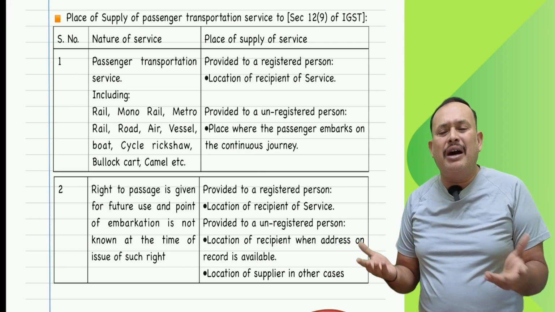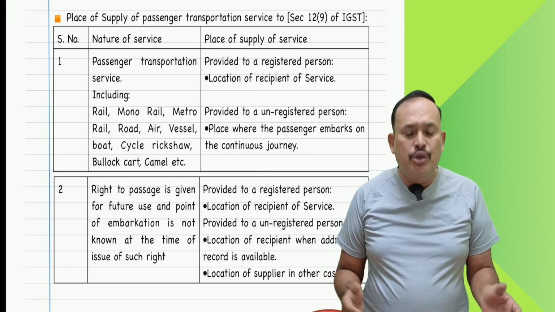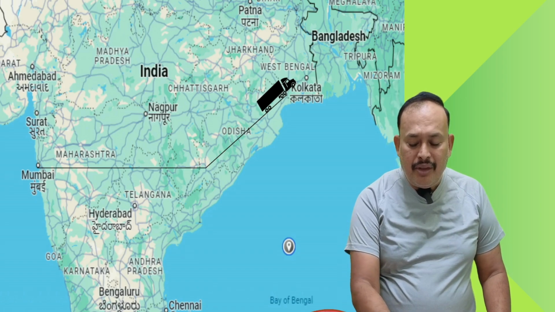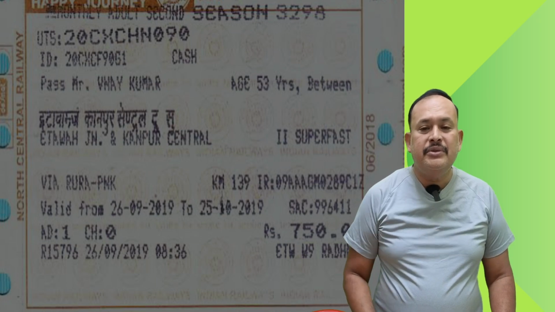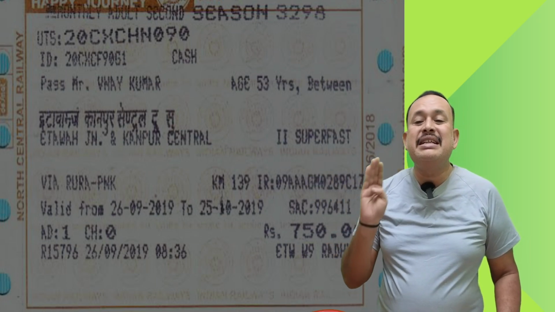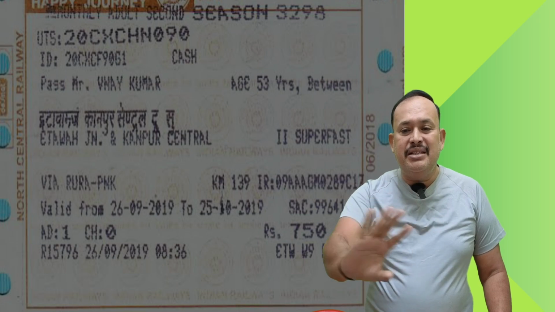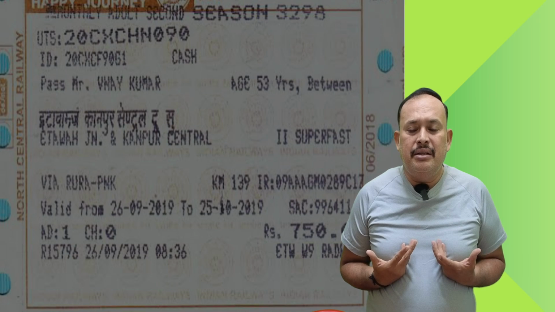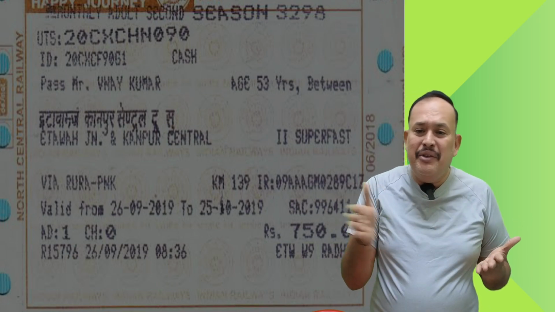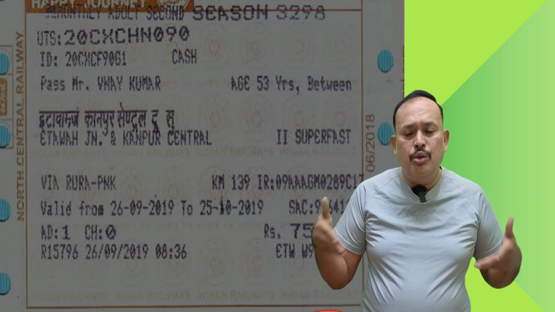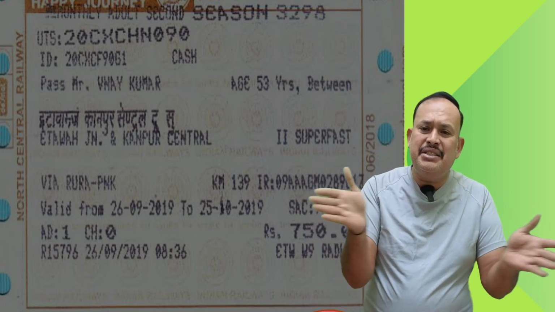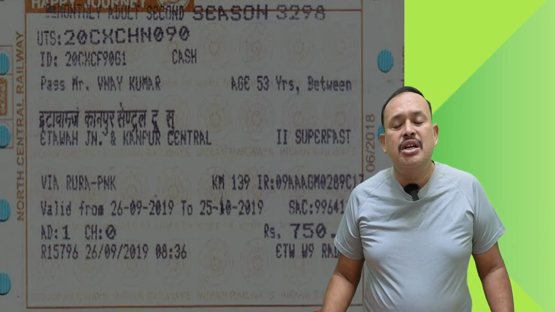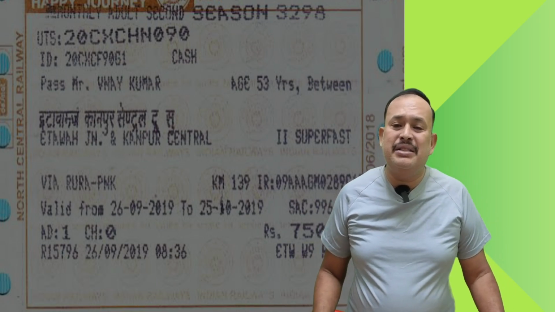Sir, first of all, what do you mean by right to passage? Right to passage is nothing but, my dear sir, I will tell you here. Look here. A particular season ticket, a monthly season ticket I purchase to travel. I am an unregistered person. I may travel in between any station. I can board in, I embark from any station in between. In that case, it is too difficult to identify the place of embarking.